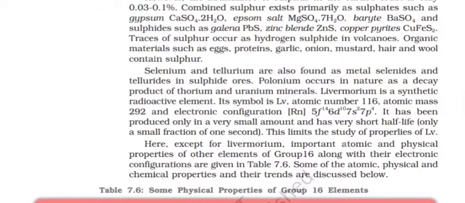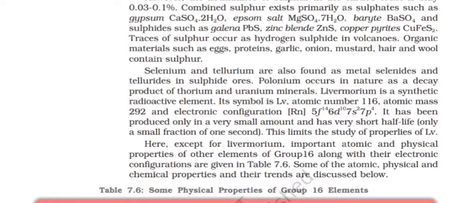Selenium and tellurium are also found as metal selenides and tellurides in sulfide ores. Polonium occurs in nature as a decay product of thorium and uranium minerals. Livermorium is a synthetic radioactive element.